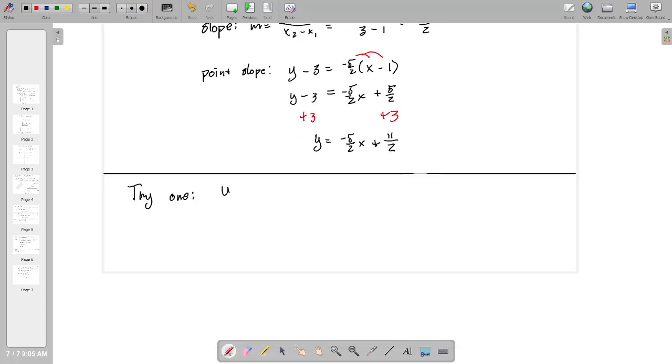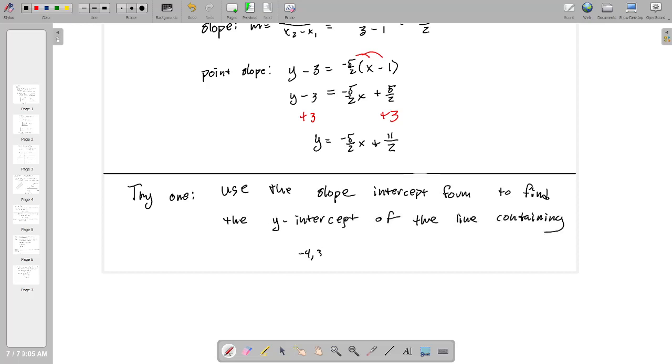Try one. Use the slope-intercept form to find the y-intercept of the line containing (-4, 3) and (1, 12). Here I'm actually looking for the y-intercept, just the y-intercept, as an answer.